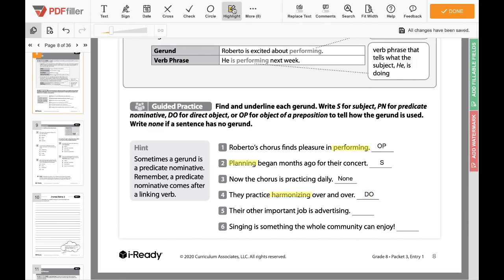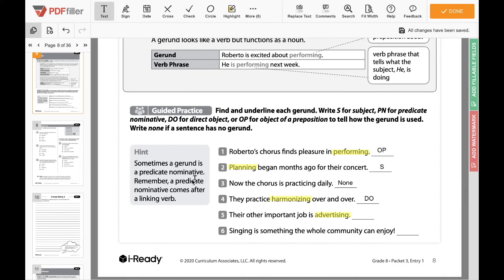So it says their other important job is advertising. Well, we know advertising is our verb here. And if we look here, it says that a predicate nominative comes after a linking verb. If you look here and you're kind of confused what the verb is, it is because it is existing as something. So the important job is what? The job is advertising. So if you get a job in advertising, advertising is the type of job that you have. It's not acting as a verb. So if it's coming after a linking verb, then it has to be a predicate nominative.